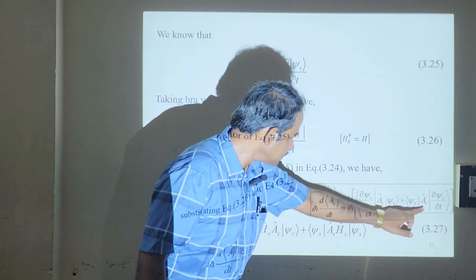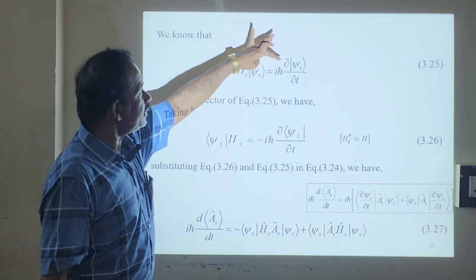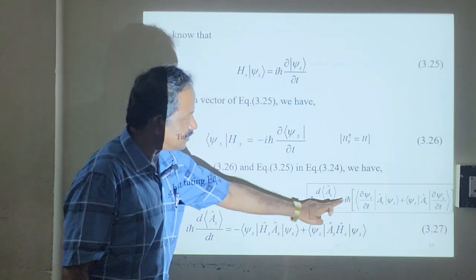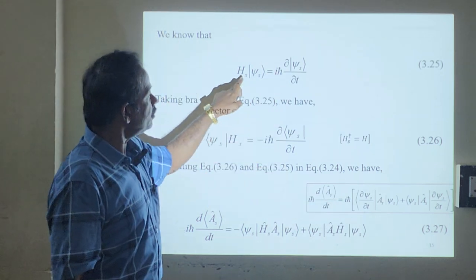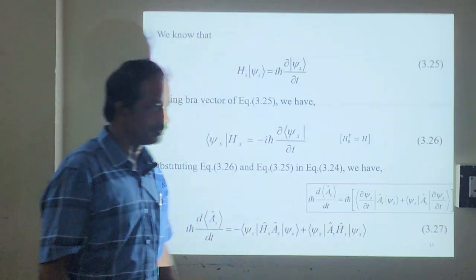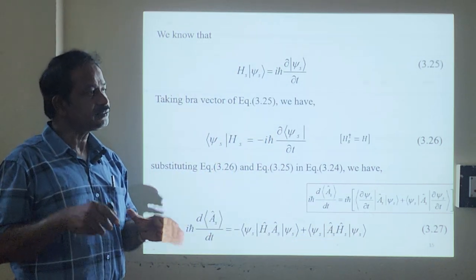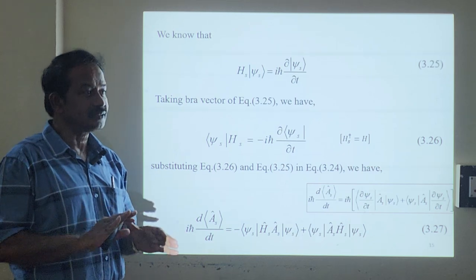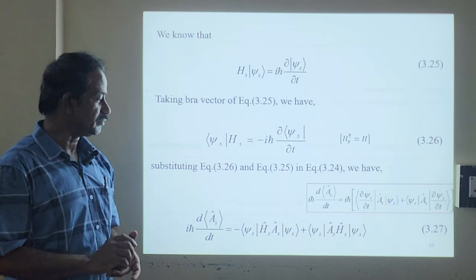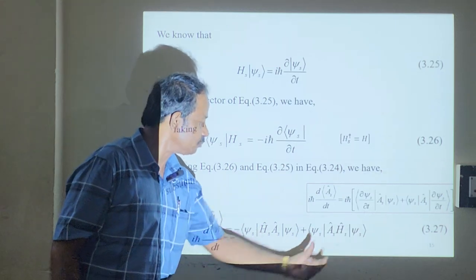Now just bring psi s A_s here alone. You have d psi s by dt with h cross. h cross is common. So that will give you H_s psi s. So instead of the last term, you will have H_s psi s. It is not interchanged. Very important. Operators, orders are very, very important. Orders matter. Is it okay? So you have one minus sign and you have plus sign.